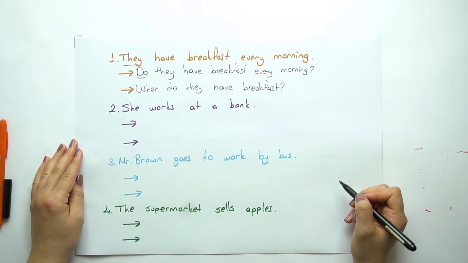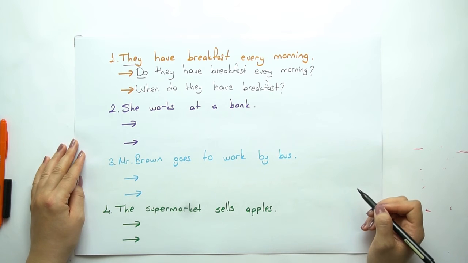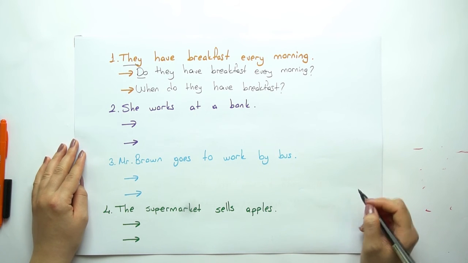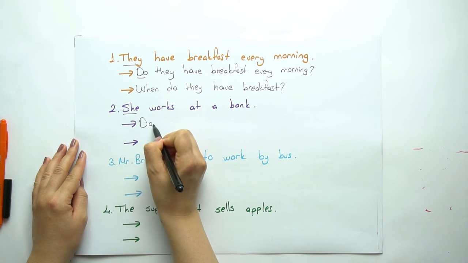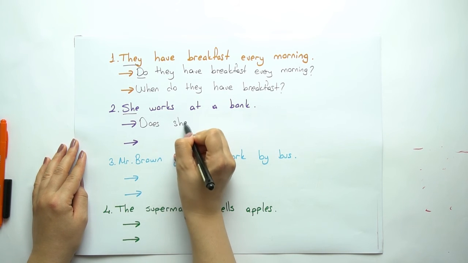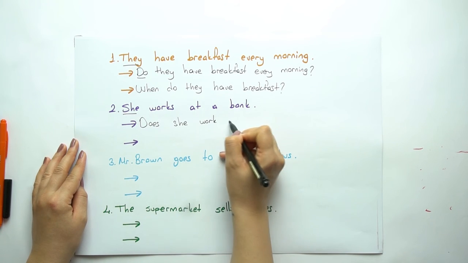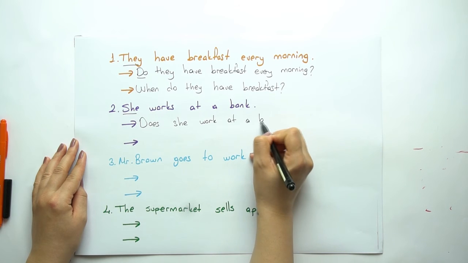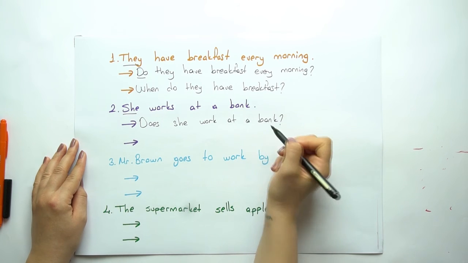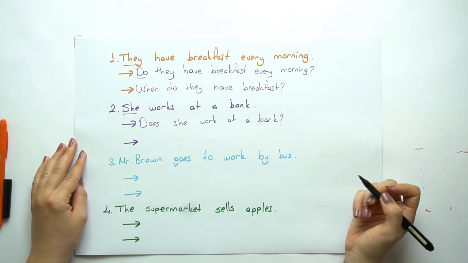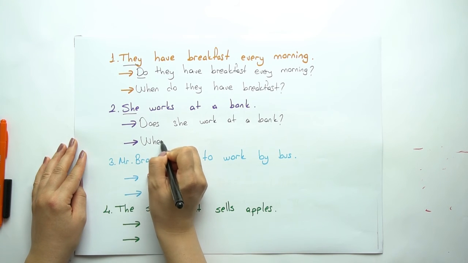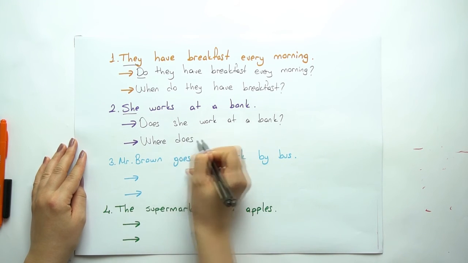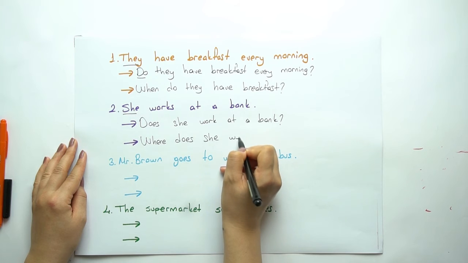Next one is, she works at a bank. How we can ask a question for this sentence? Since it starts with she, we have to use does. Does she work at a bank? And also we can ask about where does she work, okay? Where does she work?